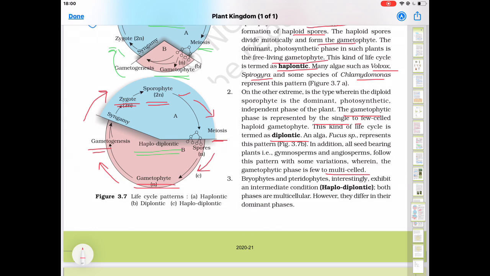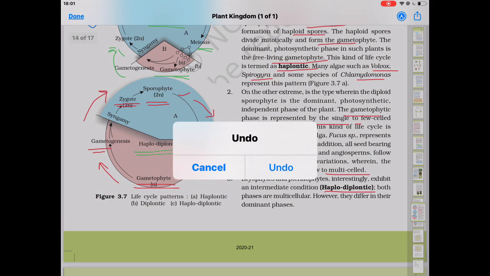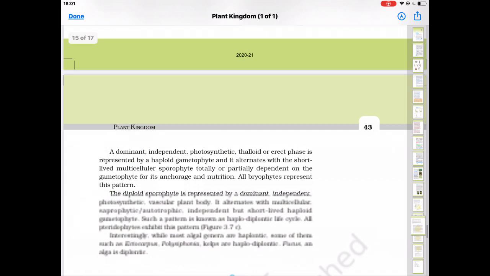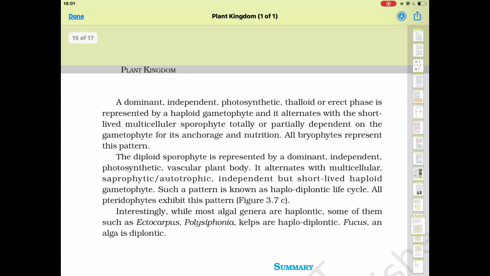Third one is haplodiplontic life cycle. Bryophytes and pteridophytes exhibit an intermediate condition. Both phases are multicellular, however, they differ in their dominant phases. In bryophytes, the dominant phase is gametophytic, and in pteridophytes, the dominant phase is sporophytic.